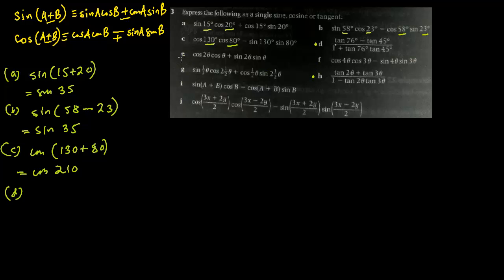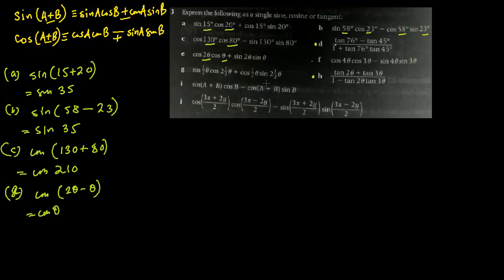So question number E is cos cos sine sine. So 2 theta is A, theta is B. So this would be cos A minus B. Remember, there is a plus over here. So if there is a plus, it's going to be minus. If there is a minus, it's going to be plus. So remember the reverse thing over here. So it would be A minus B. So 2 theta minus theta, it would be cos theta.